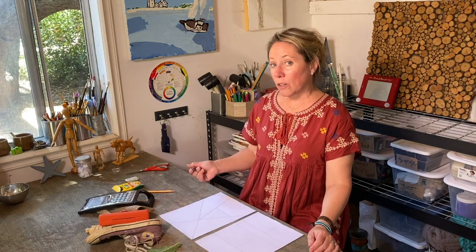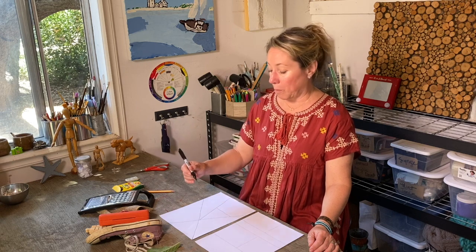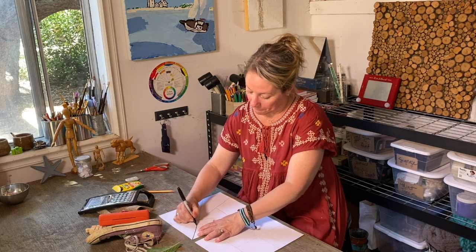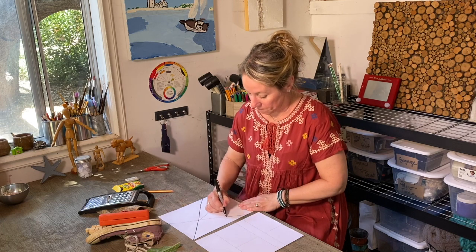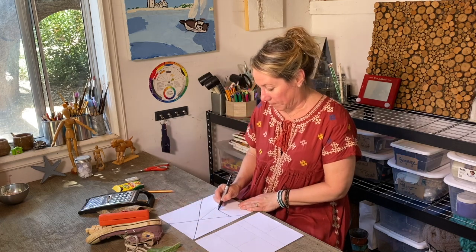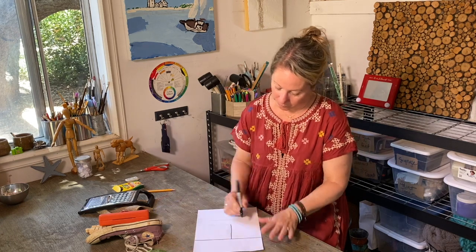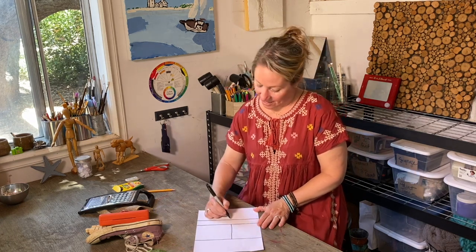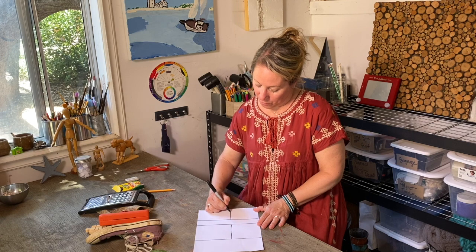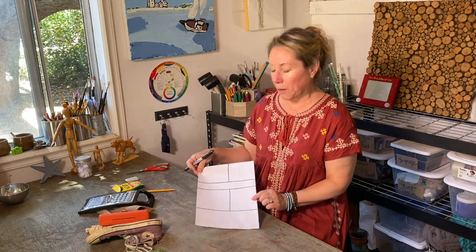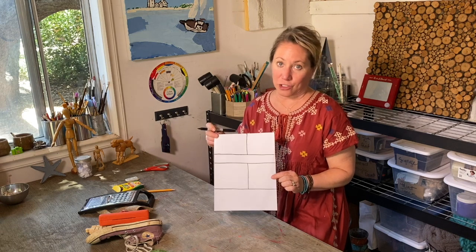I'm going to trace over my pencil lines with marker so I can see the areas where I want to put my different textures more clearly. So I'm using a marker to go over my pencil lines to have a more defined area where I'm going to put my different textures.